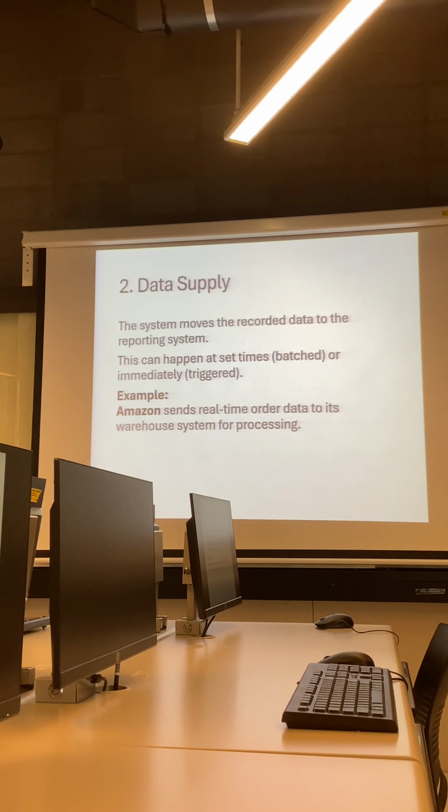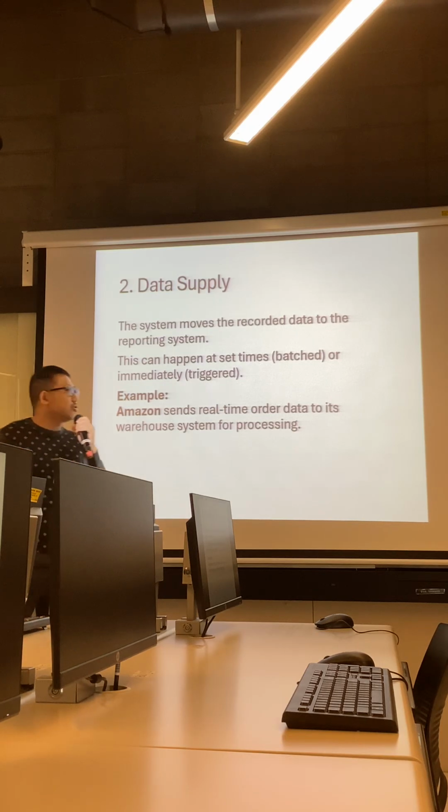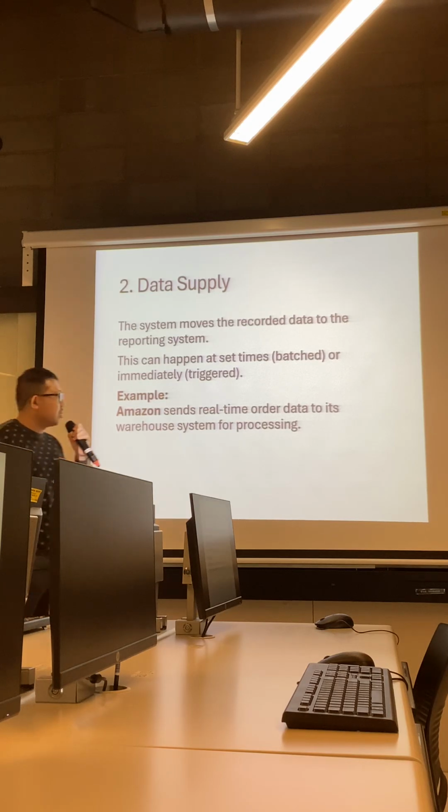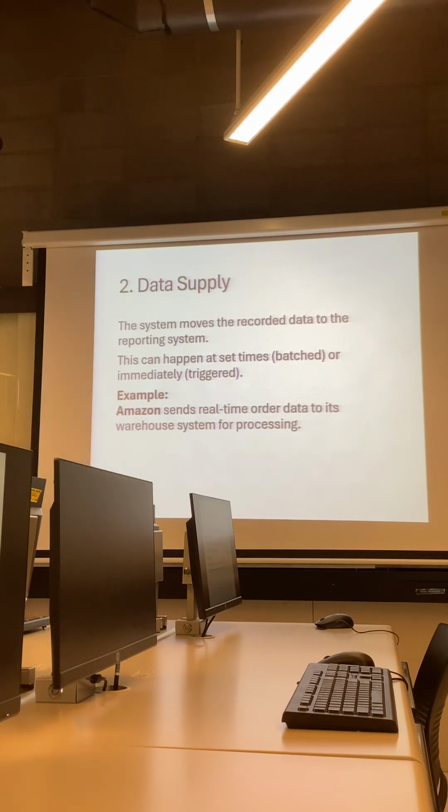Number two is data supply. The system moves the recorded data to the reporting system. This can happen at set times, fast, immediately, or triggered. For example, Amazon sends real-time order data to its warehouse system for processing.